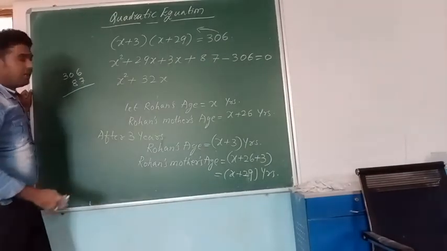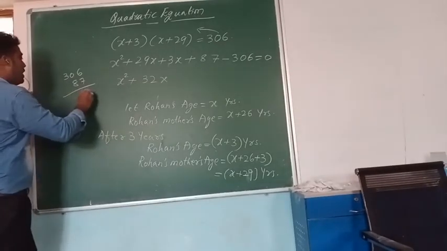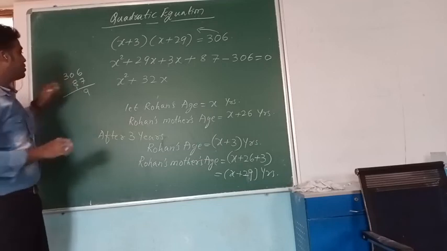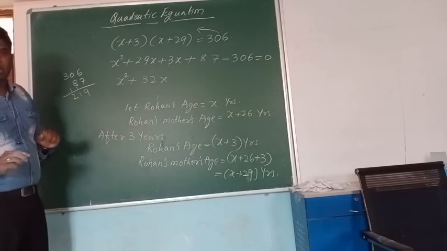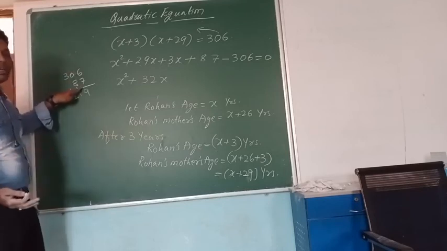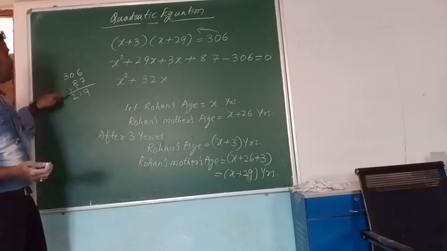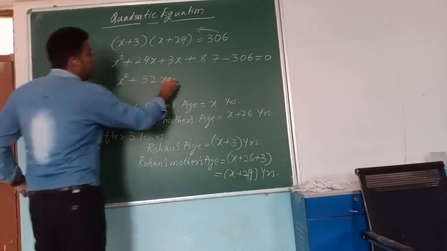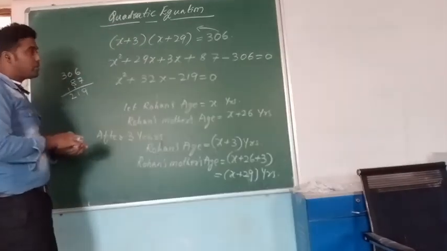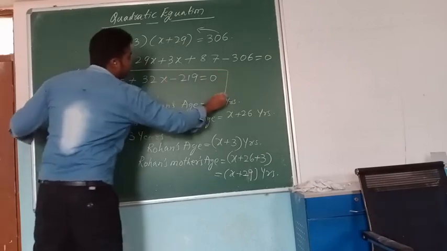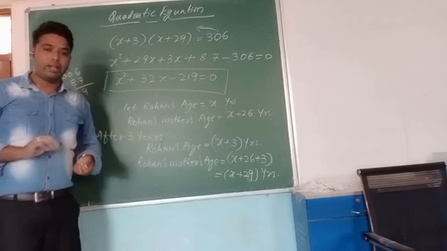So what about that? You should subtract 87 from 306. 16 minus 7 is 9, carry 1, 10 minus 9 is 1, carry 1, it becomes 219. So it becomes minus 219, which is equal to 0. So this represents the quadratic equation. So this completes your second, first, second and third. Thank you.